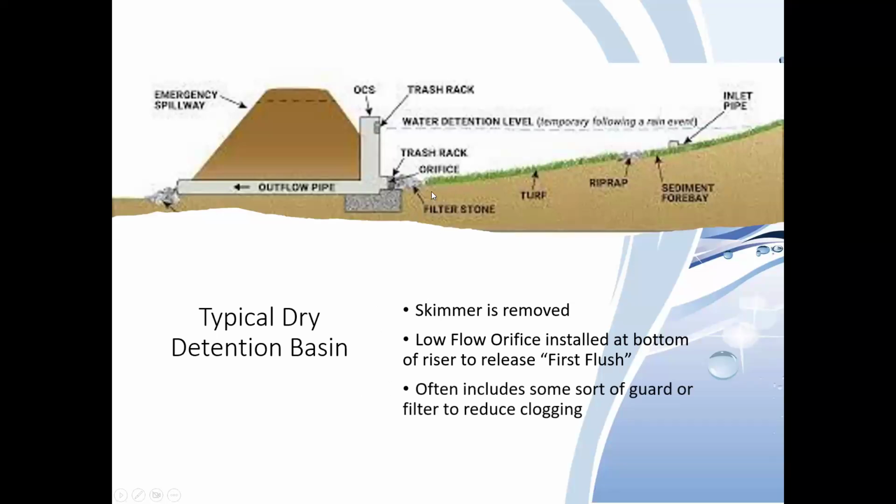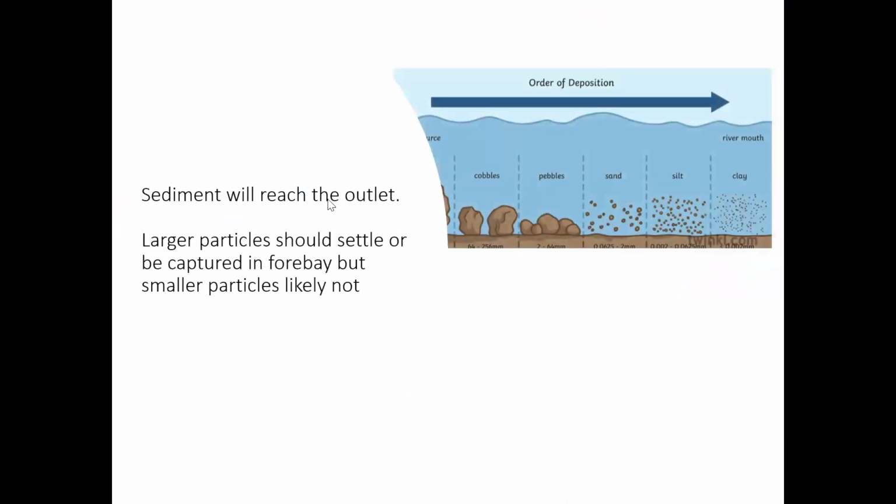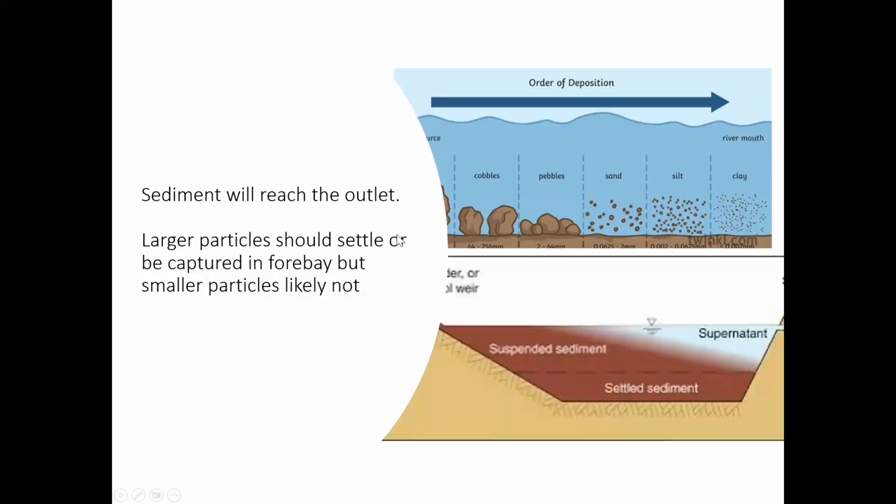But what are we doing? We're reverting back to that old sediment basin standard where we're pulling our discharge from the bottom of the basin where the pollutant load is highest, because the whole intent of basins is to have the pollutants settle to the bottom. So kind of reversing back to where we were in the old construction ways. Sediment's going to reach the outlet, right? Larger particles are going to settle out or maybe be captured by a forebay, but those sands, silts, and clays are going to continue to flow down towards, in this case not the river mouth, but the outlet of the pond.